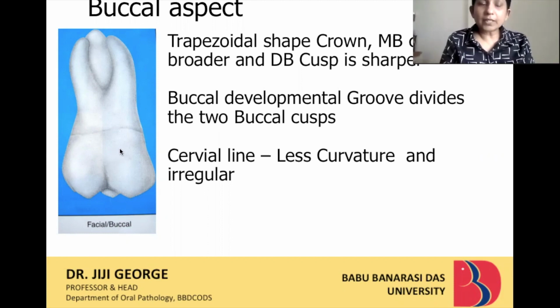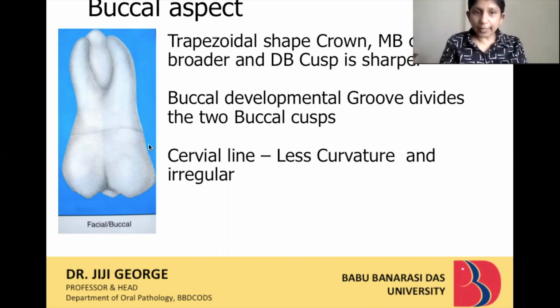Now, the trapezium has 4 outlines. As we already discussed, the first outline is formed by the cervical line, and the second outline is formed by the occlusal line. Then you have 2 proximal outlines: one is the mesial outline and the other is the distal outline. You can see that the mesial and the distal outlines are not straight.